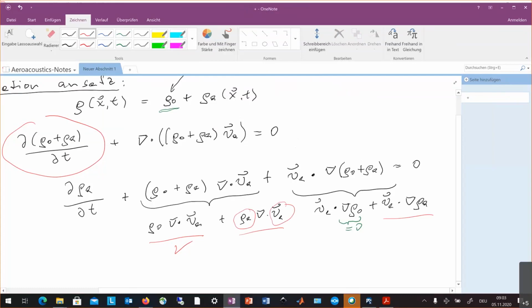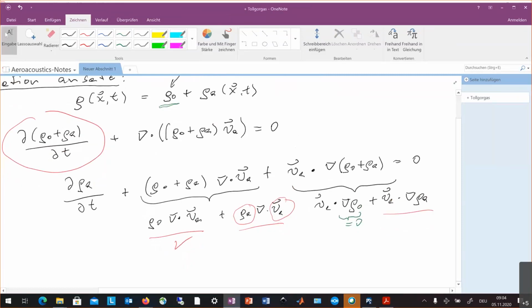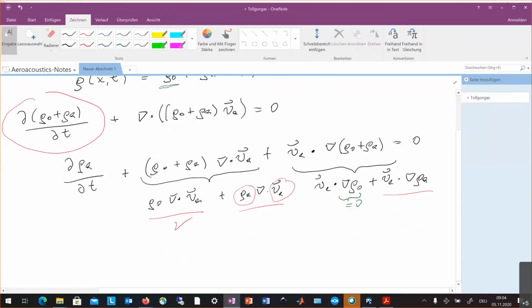And such terms already make our partial differential equation nonlinear. On the other hand, with a perturbation ansatz, as we have used, of large ambient quantities and small fluctuating quantities, you are always allowed to neglect terms where you have any product of two perturbed quantities. The only thing you have to take into account is the following: it is not a simple product.